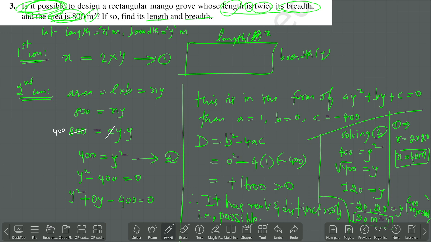That is the rectangular mango grove they made. You want to write in words. Therefore length is 40 meter and breadth equal to 20 meter. Can you complete like this? You should complete everything. Is it okay?